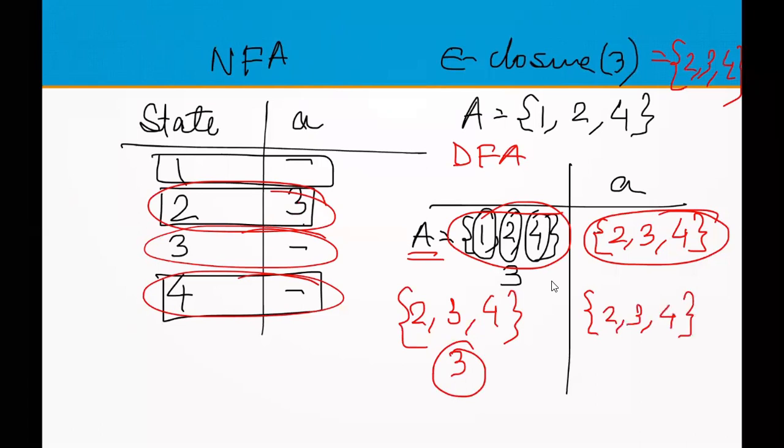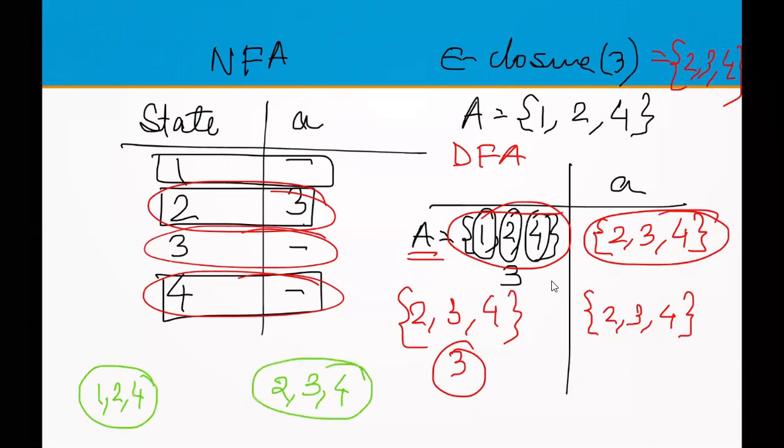Now, have we reached a new state? No, we are still in the old state. 2, 3, 4 we have already encountered before. So this is where we stop. So now we have reached the transition table of our DFA. In my DFA, I have 2 states. The one state is the combination 1, 2, 4, and the other state is 2, 3, 4. So I can draw it like this. One state will have 1, 2, 4, and other state will be 2, 3, 4.